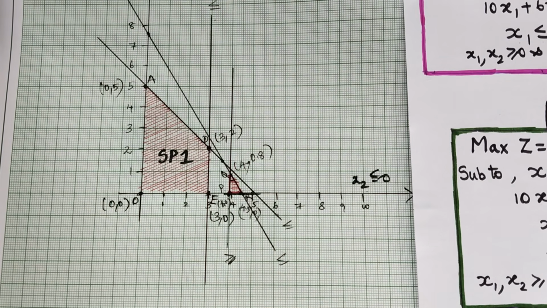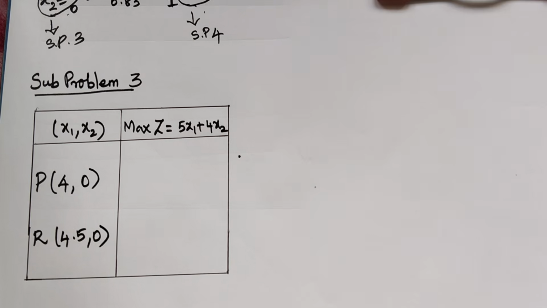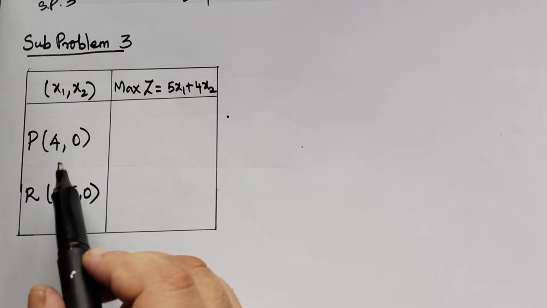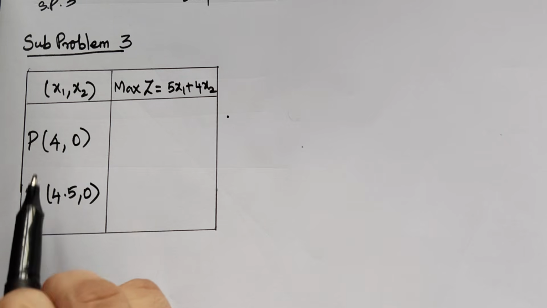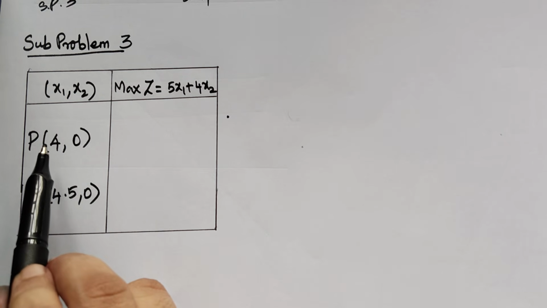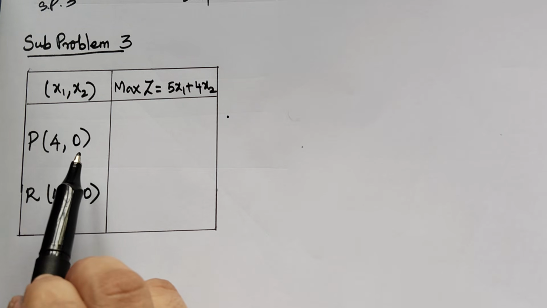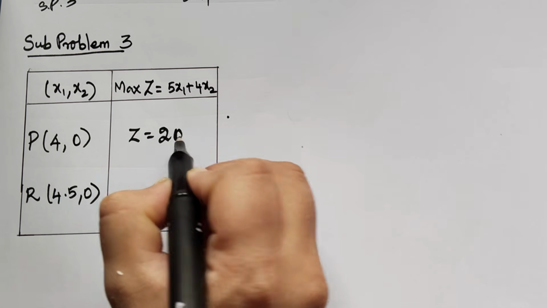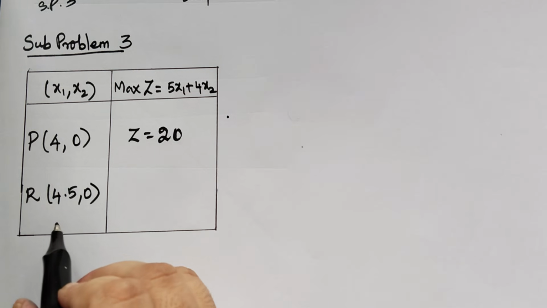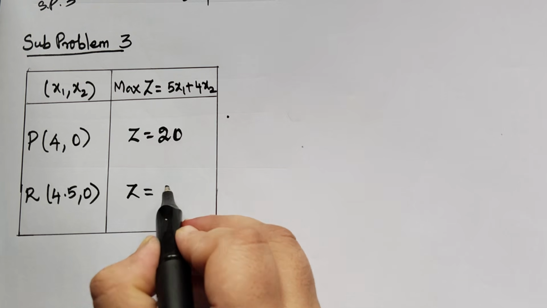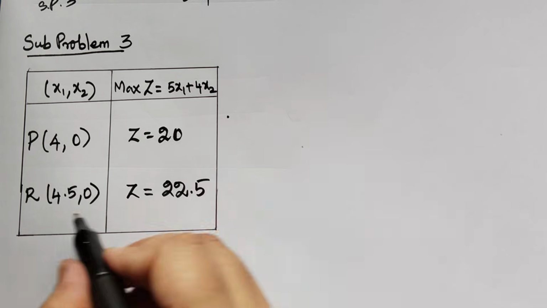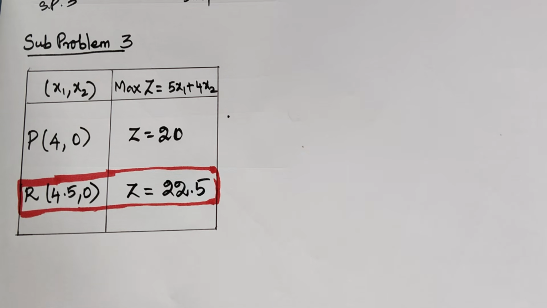So let us see that. As mentioned in the graph, for subproblem 3 we have only these 2 points, as we are concerned only about that straight line PR. So at the point P, (4, 0), what will be the value of Z? 20. And at the point (4.5, 0) the value of Z is equal to 22.5. So now which gives us the maximum? This value. In a similar manner, we shall check for subproblem 4.